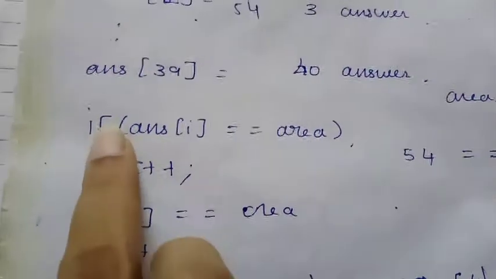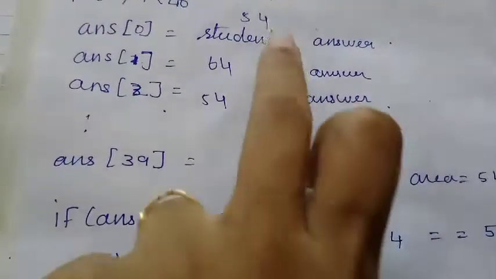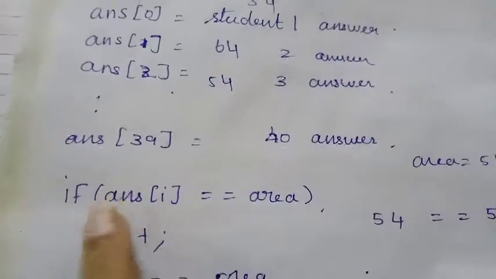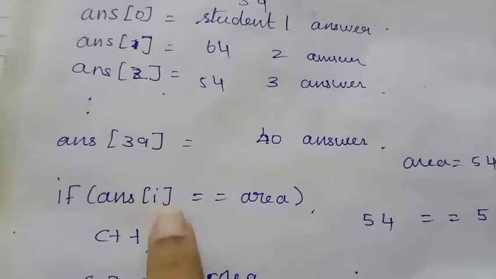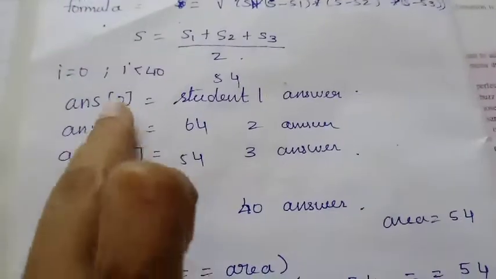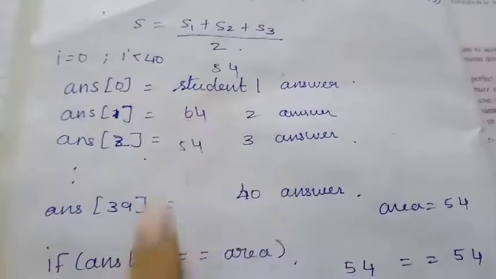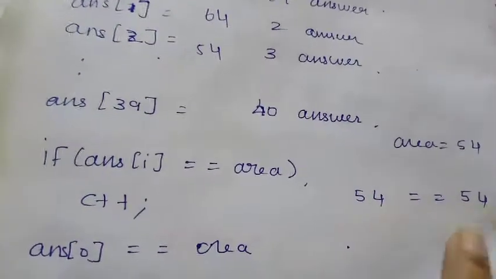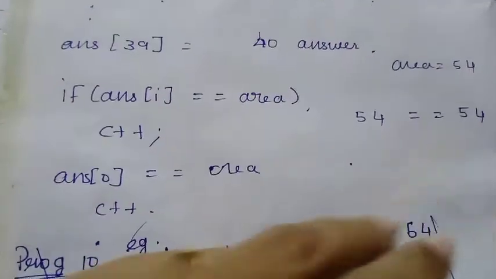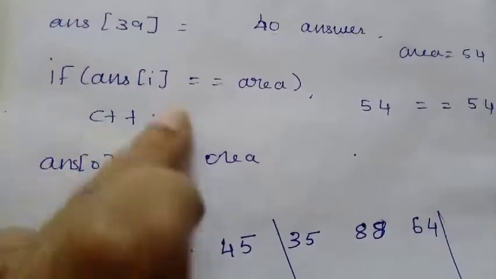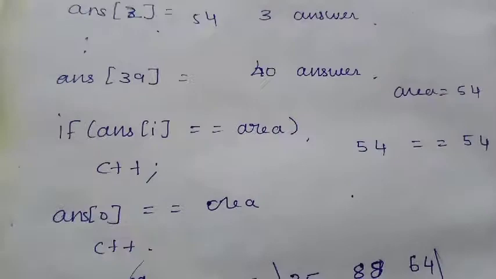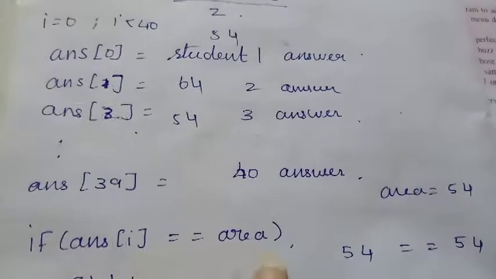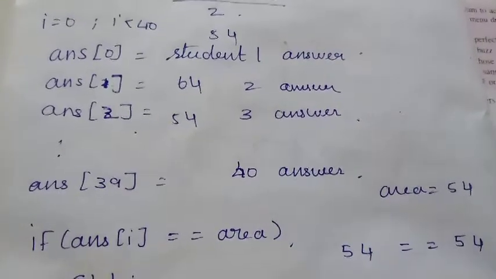Okay, then what we are going to do is, we have accepted all the inputs from the students and they are in this array. Now from this array we are going to compare with the area. Answer of I, that is for I equal to 0, the first iteration, answer of 0 is what? 54. 54 is equal to this area, which is also 54, so they both are equal, so it will enter here at C++. C will be incremented, so C's value will be 1 now. For the next iteration, answer of 1, 64 is equal to 54? No, so C++ won't be executed.